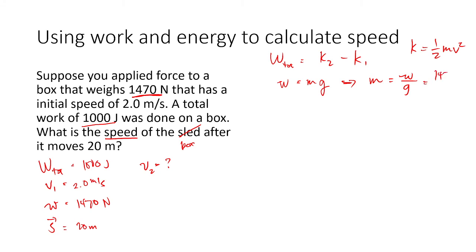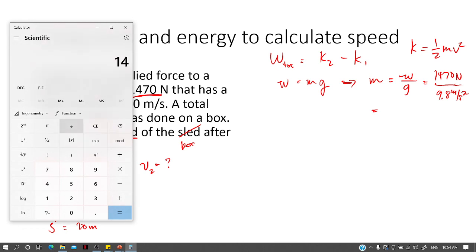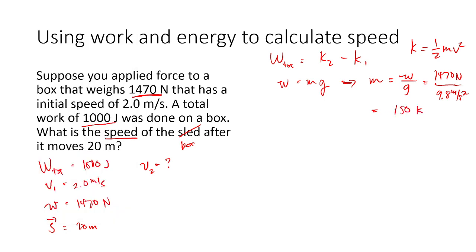So, we will have there 1,470 divided by 9.8 meters per second squared. This is Newton. So, pwede natin compute yan. We'll have here 1,470 divided by 9.8. So, we'll have here 150 kilograms. Bakit siya naging kilogram? Kasi maalala nyo, ang Newton ay kilogram meter per second squared. Okay. So, meron na tayong mass. Okay?